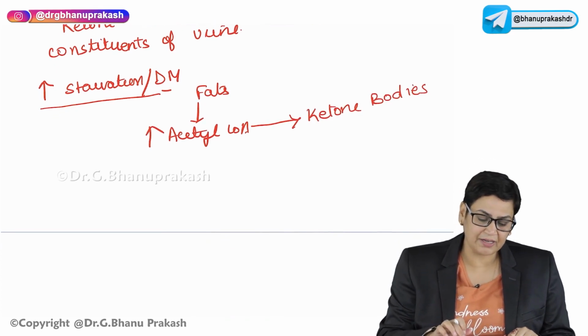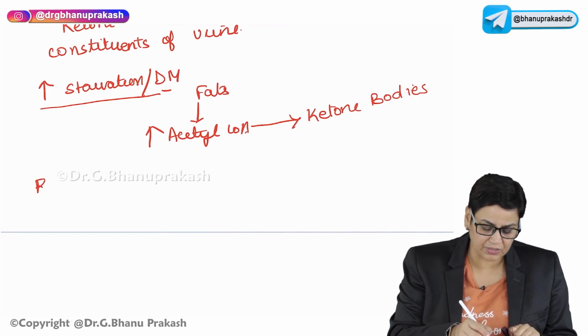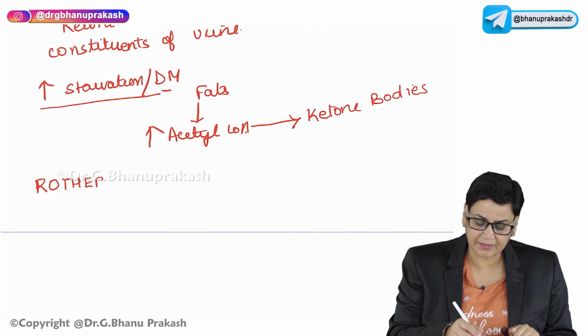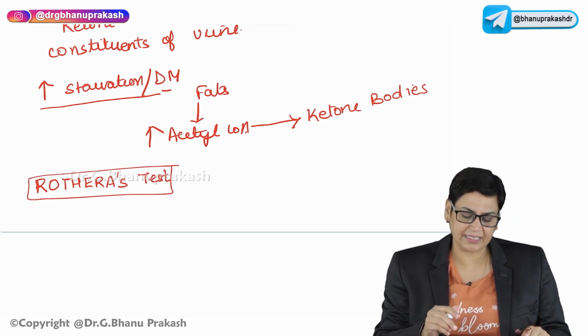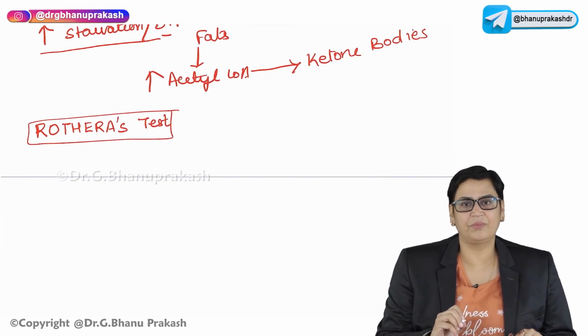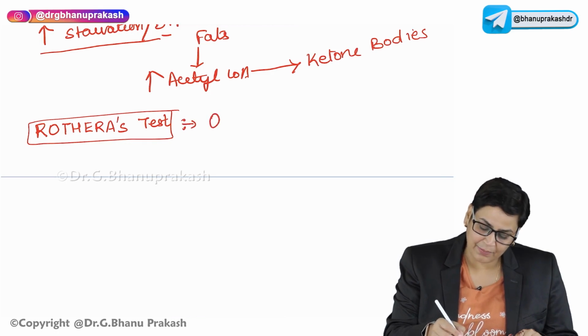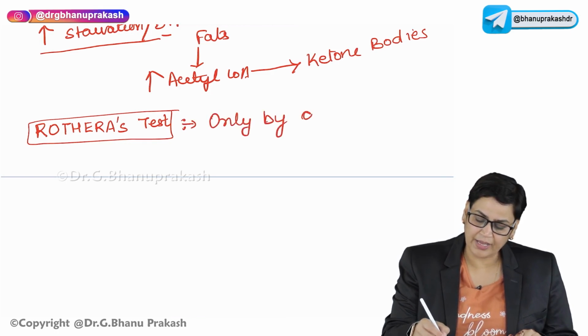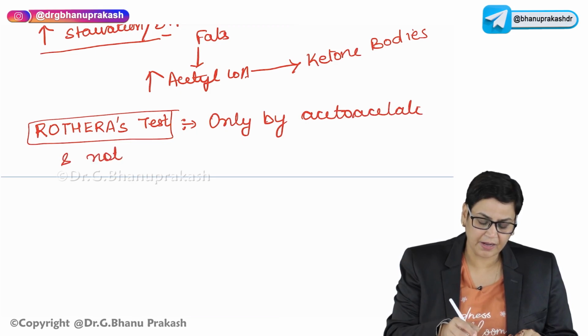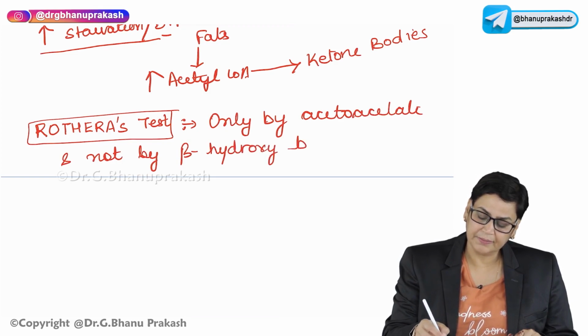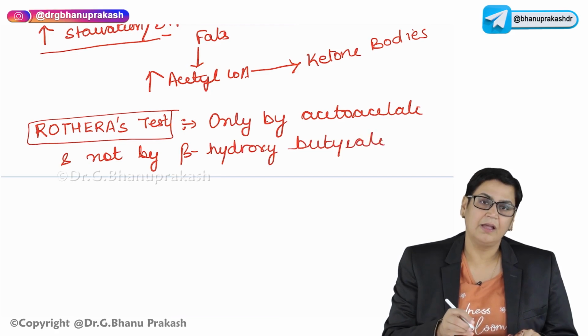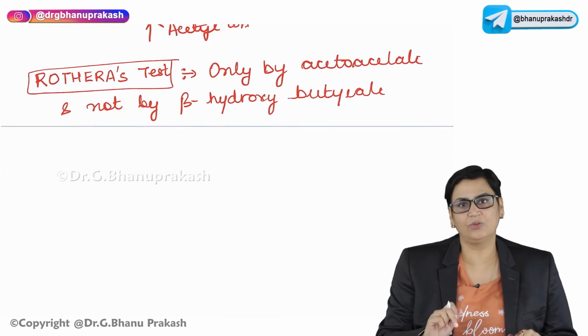And these ketone bodies are detected by a very, very important test, which is known as Rothera's test. Rothera's test is the test to identify the presence of ketone bodies in urine, and this test is given only by acetoacetate and not by beta-hydroxybutyrate. Right, now how do we carry out this Rothera's test?